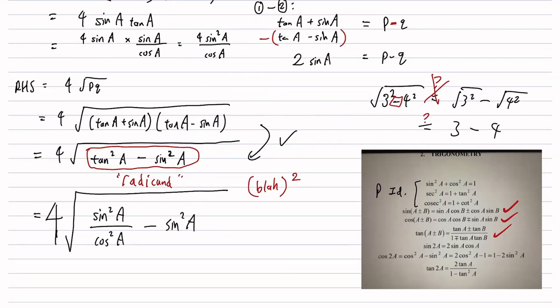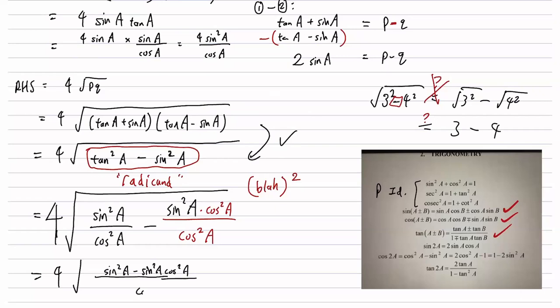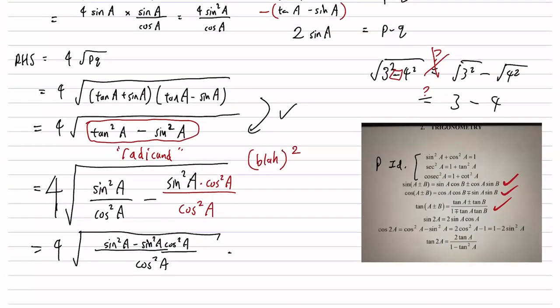Can I just skip a step? I'm just going to multiply top and bottom by cosine square first. Right? And then 4 times the square root of, combined into a single fraction, you get sine square A minus sine square A times the cosine square A, all divided by cosine square A, whole thing square root. Right? Are we getting closer? Hopefully. Let's just continue and see.